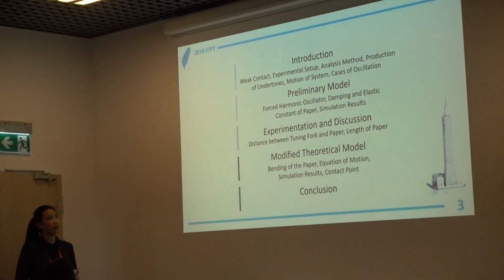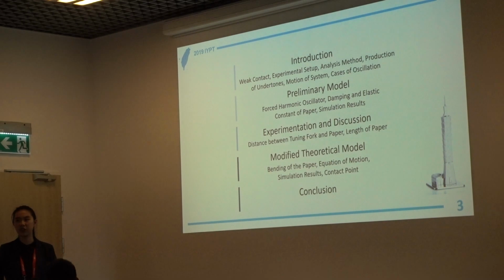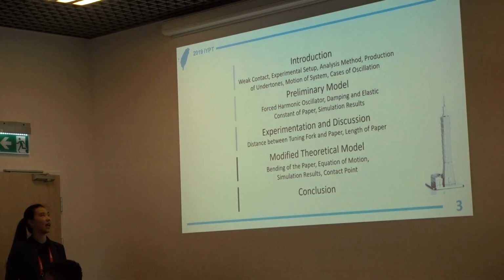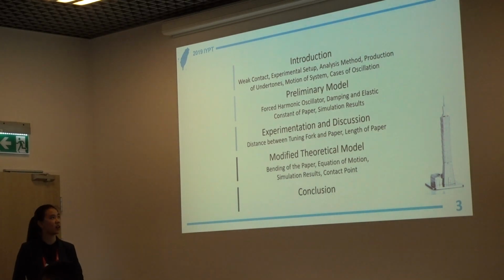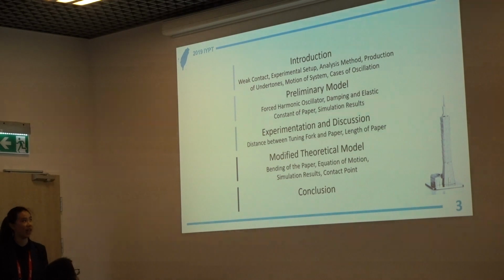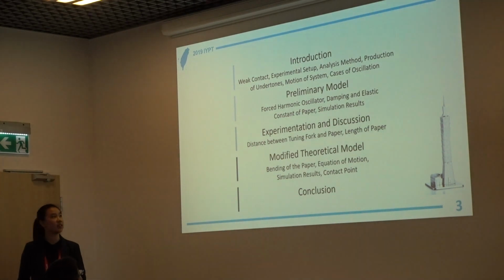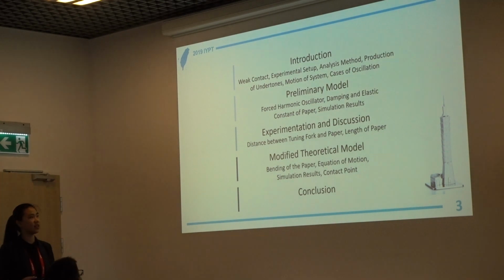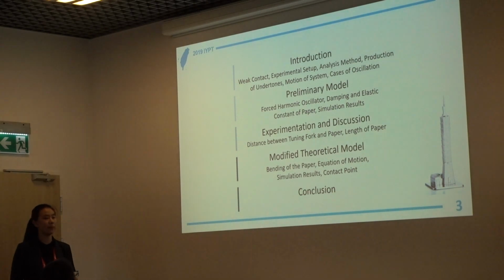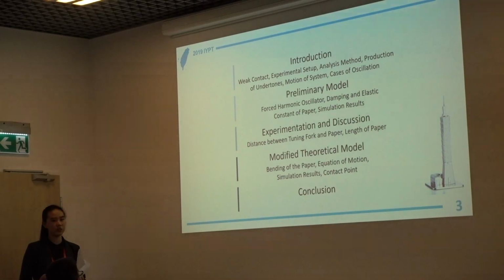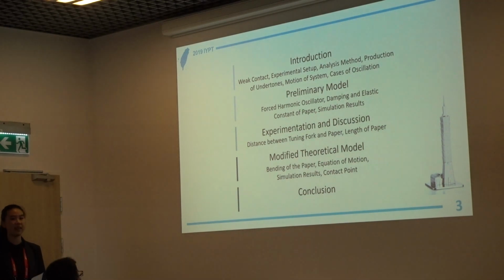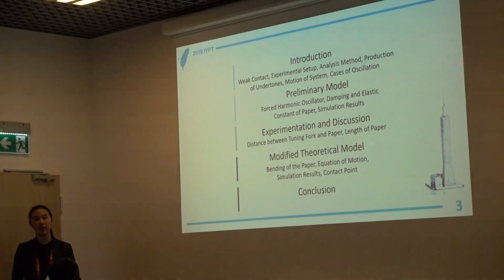Next, this is the outline of my report. I'll begin with an introduction, explaining why the phenomenon occurs and defining what weak contact means. Then I'll have a preliminary model of our system as a forced harmonic oscillator, then test for the damping and elastic constant of paper, and show you my simulation results. Then I'll be testing the distance between the tuning fork and paper, as well as the length of the paper. And then I'll be modifying my theory to include the bending motion of the paper, giving us a new equation of motion, as well as a new simulation result. Then I'll end with my conclusion.